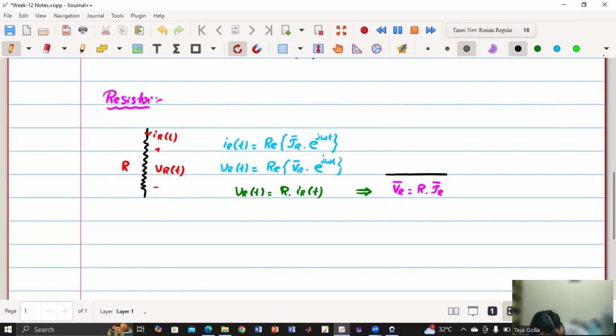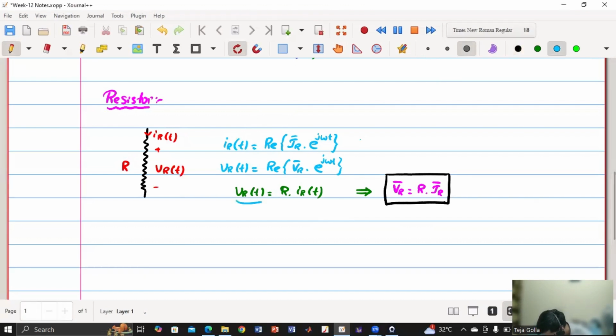I have skipped one step, but is this clear? I have skipped one part. If you substitute IR of t as well as VR of t in this, then you will get something like this. Agree? Or should I explain how I am getting VR bar equal to R into IR bar? Explain, sir. Okay.